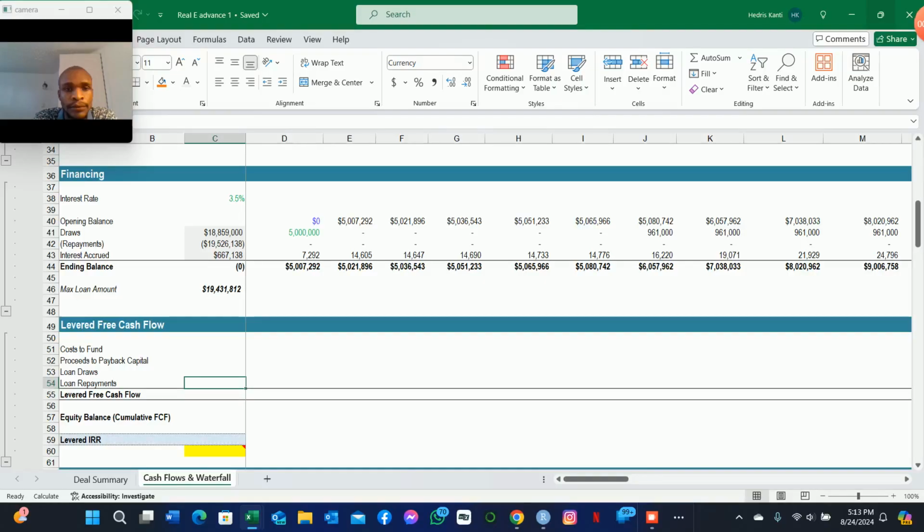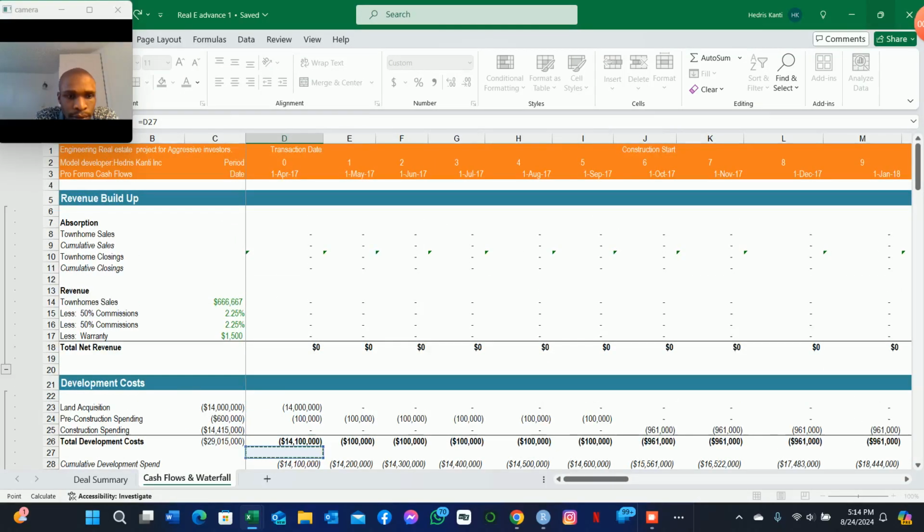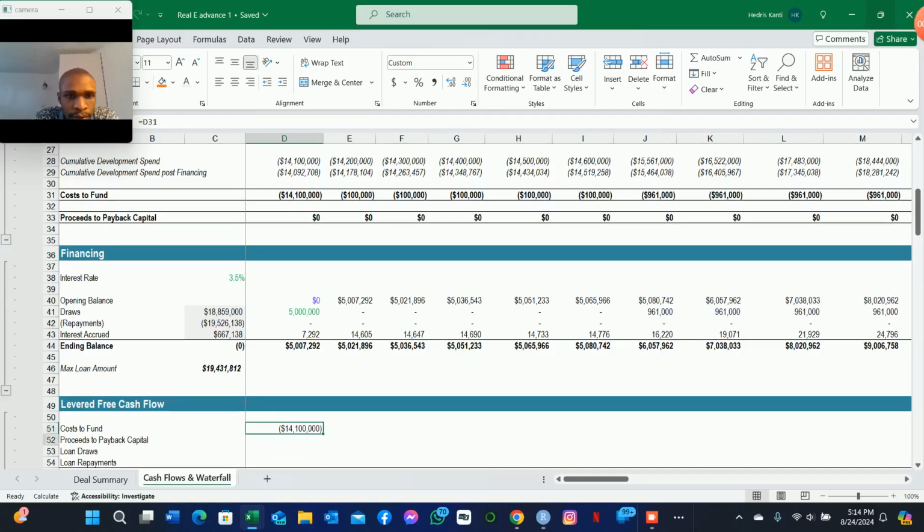So basically, we are saying that the free cash flow takes into account the cost of debt, the cash flow available to pay down the debt, then we arrive at whatever is left for the equity investors. So to begin, what we're gonna do is reference our schedule, the development cost, to grab the cost to fund.